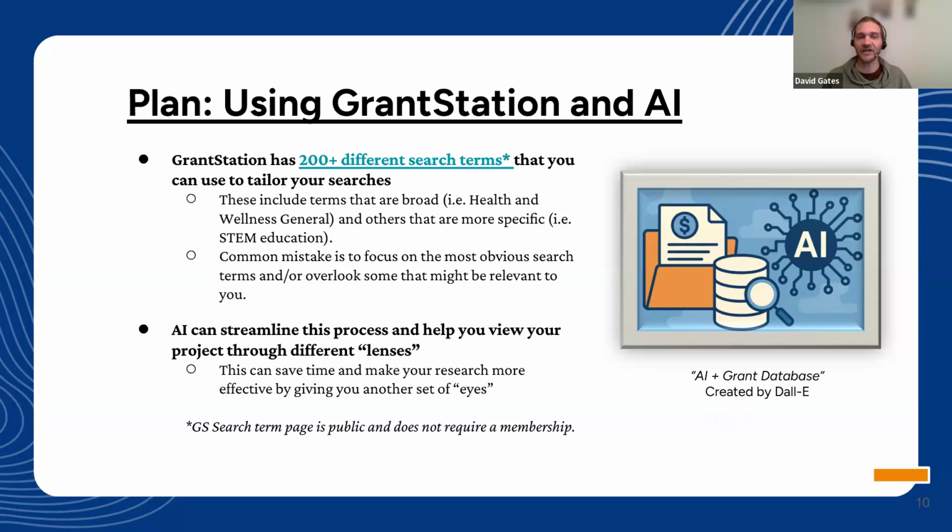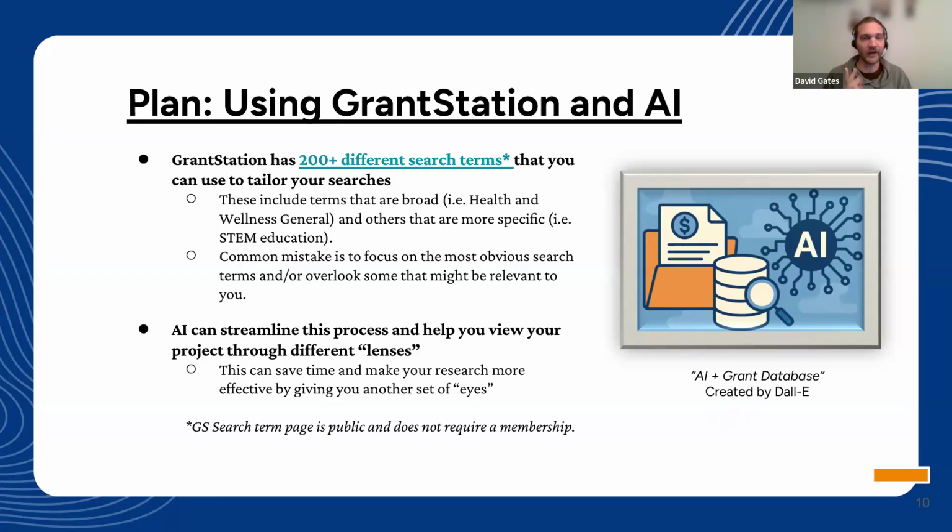But fortunately, AI can streamline this process and help you view your project through different lenses. So it's essentially giving you another set of eyes on your project. Maybe you've been working on your project for a long time. You're always looking at it in one specific way, but the AI can take a look at it from a slightly different angle and give you some additional ideas about the search terms that you might use when you're actually doing your funding research.